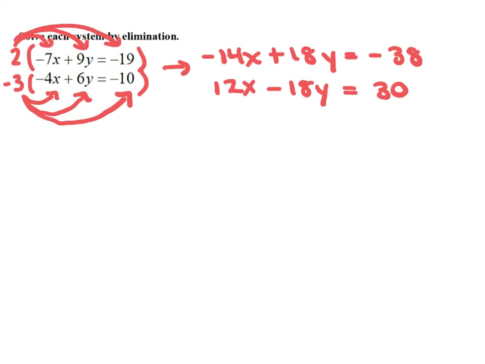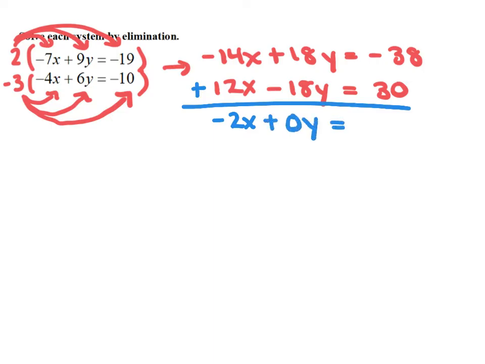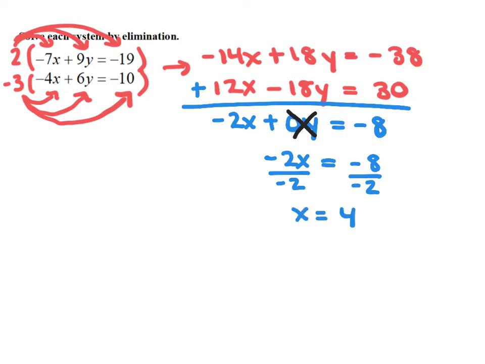Now if I add those two equations together, I'll get negative 2x plus 0y equals negative 8. And again, I don't have to write that 0y. So it's really negative 2x equals negative 8. If I divide both sides by negative 2, I would get x is equal to 4.